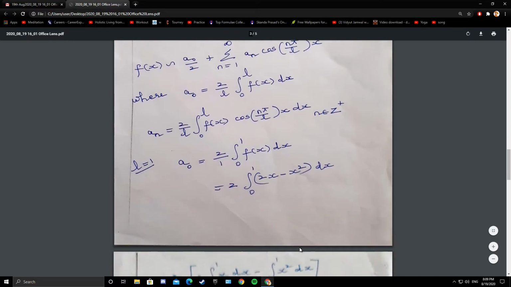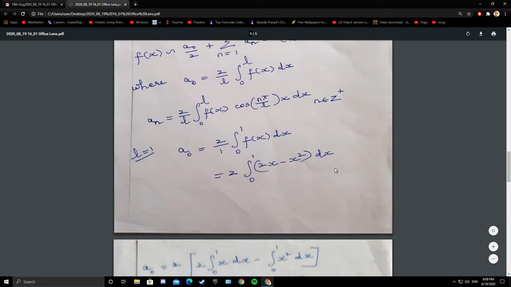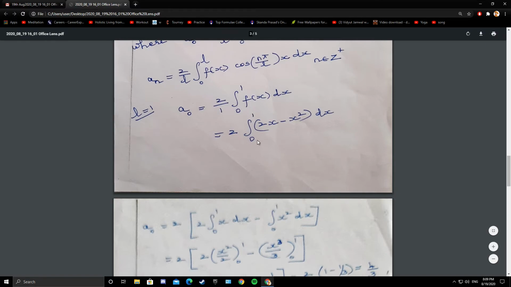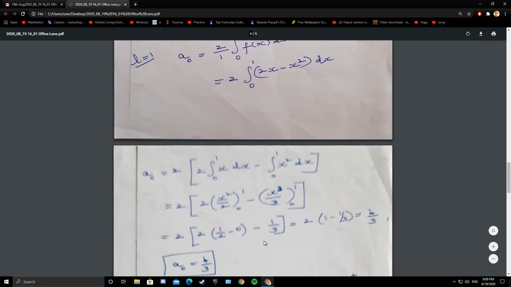2x minus x square. So 2 times the integral from 0 to 1 of 2x minus x square dx. Then 2 times 2 integral x dx minus integral x square dx. So the integral of x is x square by 2, and the integral of x square is x cube by 3, from 0 to 1.